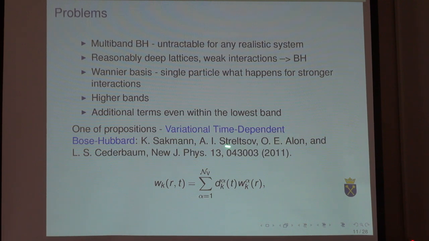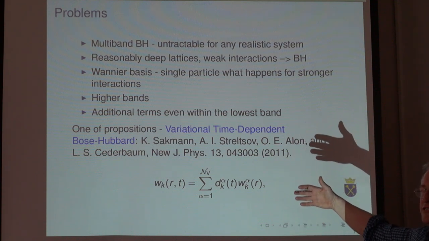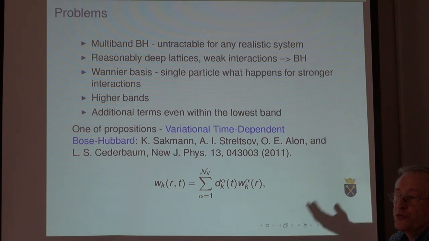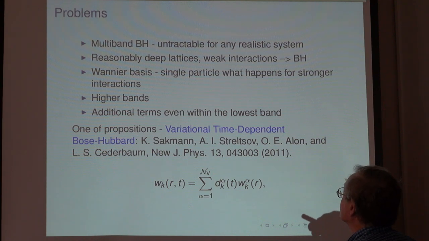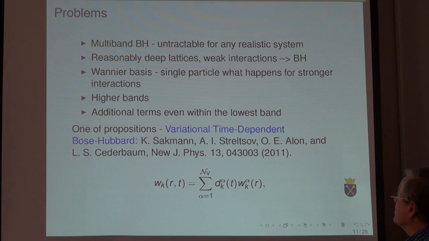One of the propositions was the variational time-dependent Bose-Hubbard approach, which consists in the following: for each site, you construct one Wannier function, which is a combination of several band functions with time-dependent coefficients. And now you construct the evolution for these time-dependent coefficients, and for all the parameters of the Hamiltonian for these Wannier functions, from a variational principle. It is kind of nice because a variational principle within a given subspace normally gives some optimal results. So these people were very happy that they have a variational time-dependent approach.